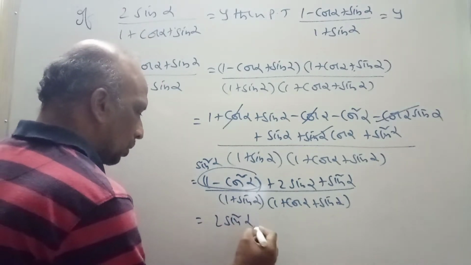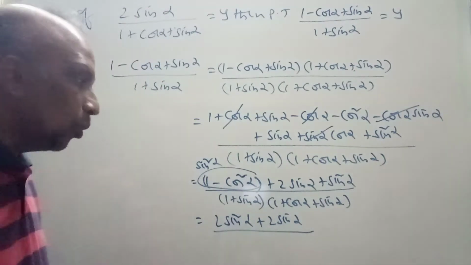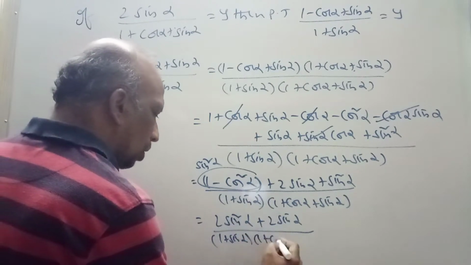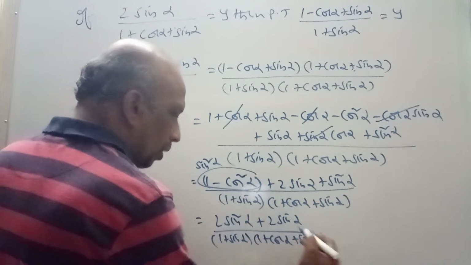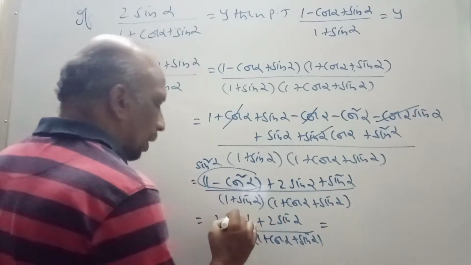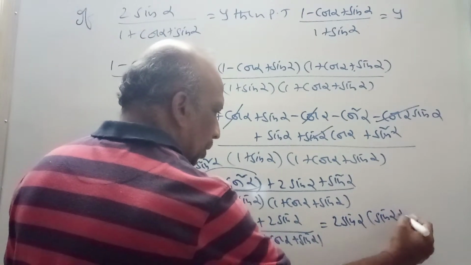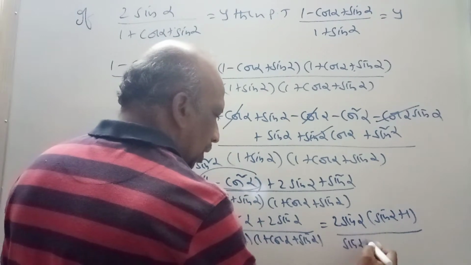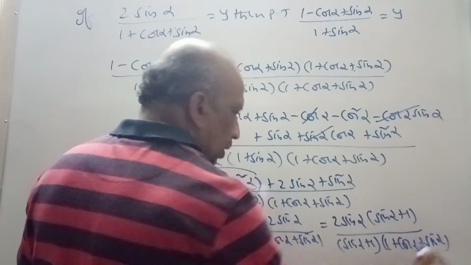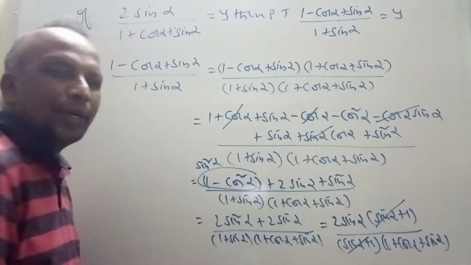Sin square alpha, 2 sin square alpha, right? We have 2 sin square alpha plus 2 sin alpha by, correct? You will get 1 plus sin alpha into, you will get 1 plus cos alpha plus sin alpha, right? Now you can take 2 sin alpha common here. If we take 2 sin alpha common, sin alpha plus 1 by sin alpha plus 1 into 1 plus cos alpha plus sin alpha, right? When you observe here, this one gets cancelled. That is the required answer.